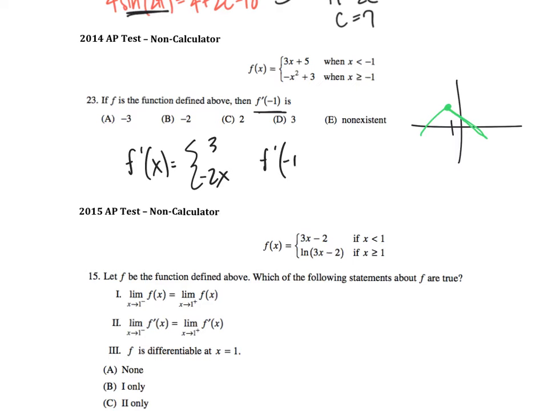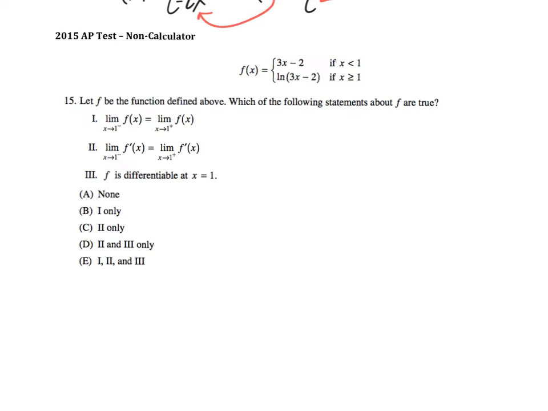Therefore, what is f prime of negative 1? The top function, I can't plug in anything, so it's still 3. And when I plug in negative 1 here, negative 2 times negative 1 is 2. Is the slope from the left and from the right equal to one another? No. Therefore, my function is not differentiable, and therefore it does not have a slope at negative 1.